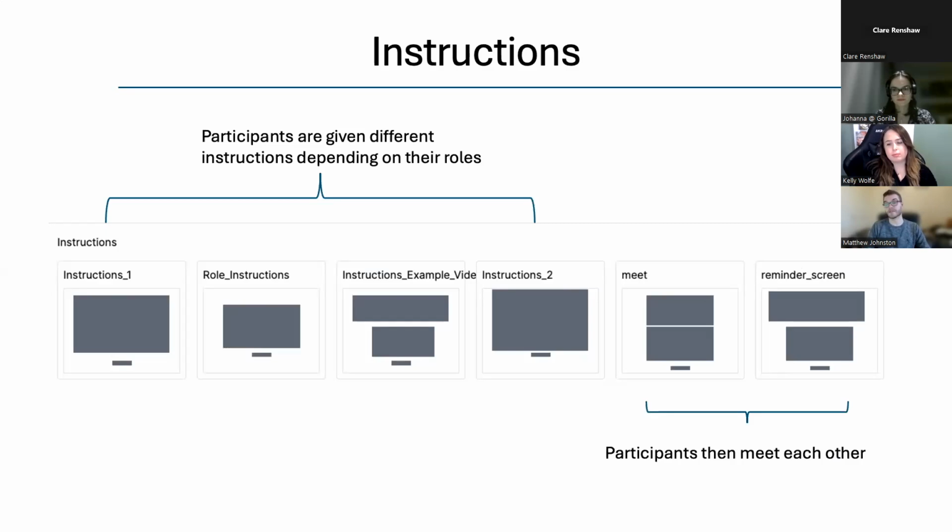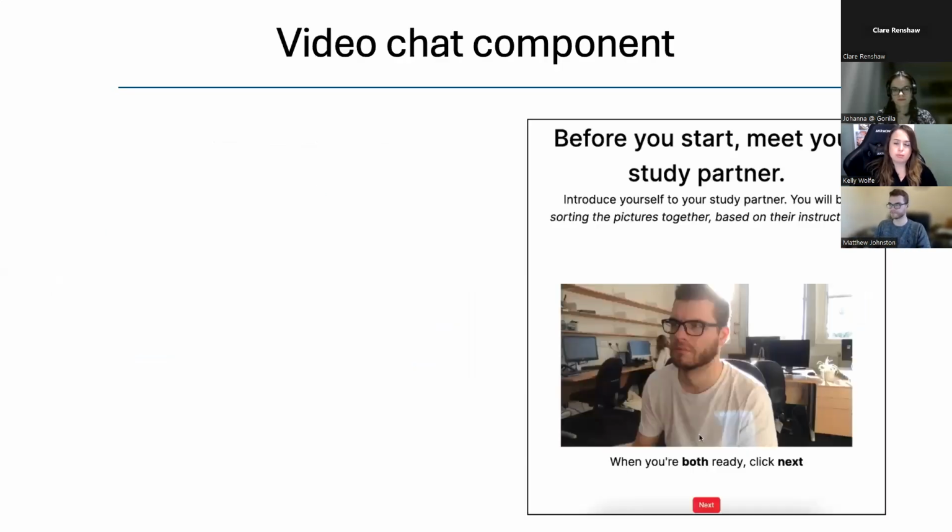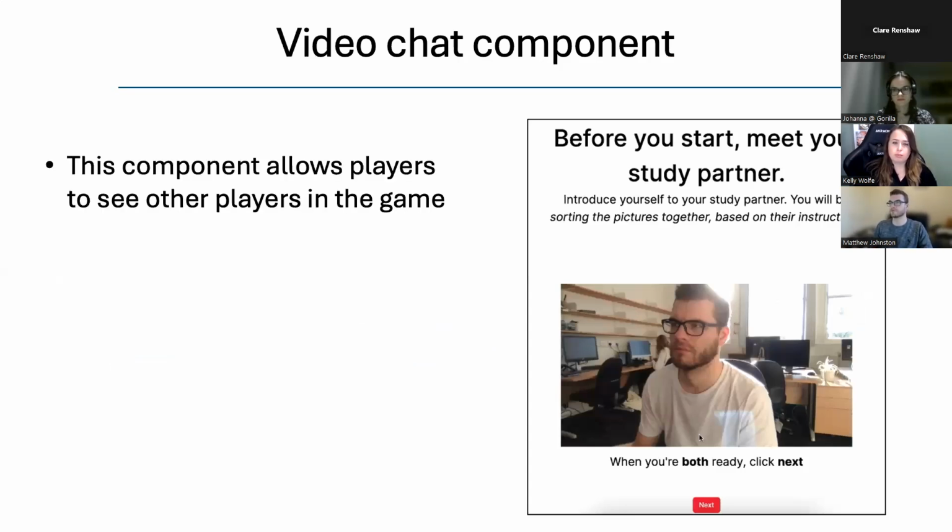And once participants have received their instructions, we then ask participants to meet each other because this is a collaborative task. We want them to work together. So we have a little section for them to familiarize each other. To do this, we use the video chat component that Gorilla has for multiplayer. This component allows players to see other players that are working in the game.